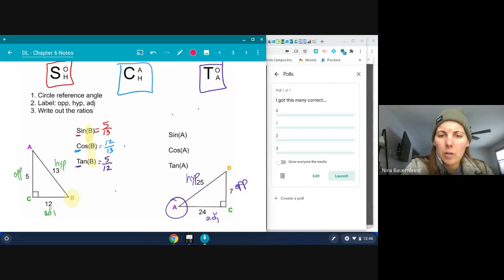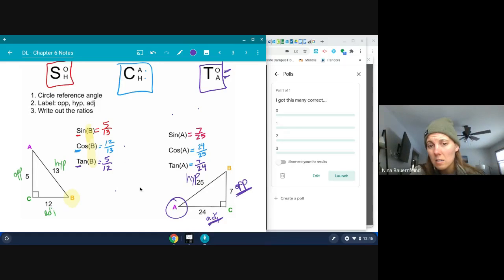Sine is opposite over hypotenuse. Opposite over hypotenuse. So 7 over 25. Cosine is adjacent over hypotenuse. Adjacent over hypotenuse. So 24 over 25. And then last is tangent. Tangent is opposite over adjacent. Opposite over adjacent. So 7 over 24. So those are the 3 solutions.